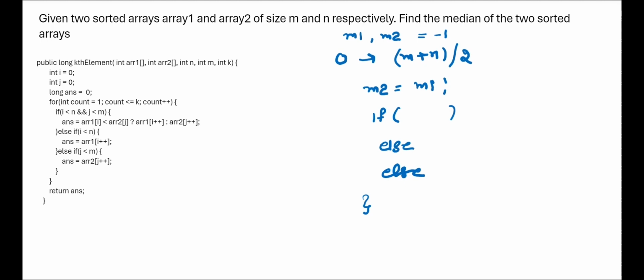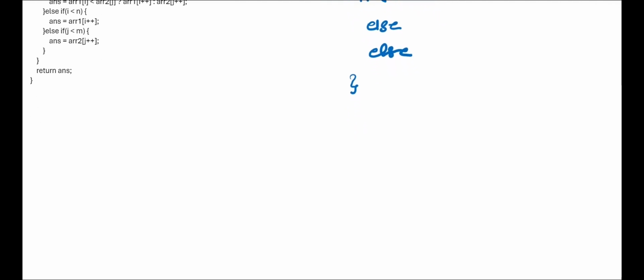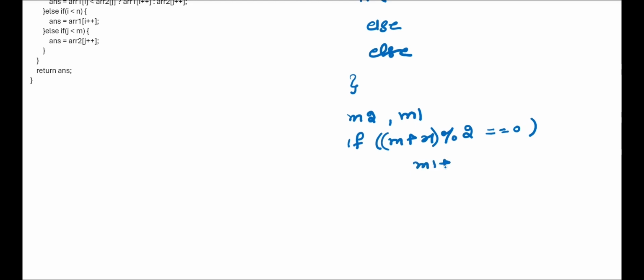So finally, at the end of the loop, we will have m2 and m1, and if m plus n is even, we will return the average of m1 plus m2, else we will return m1.